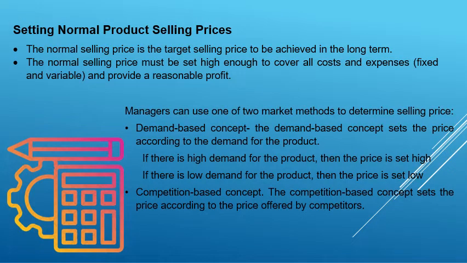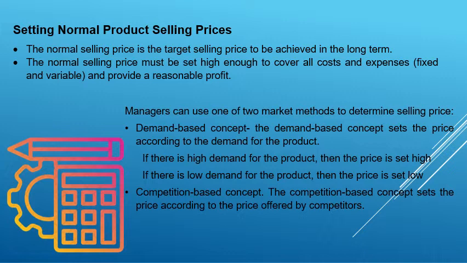Now we will be discussing setting normal product selling prices. So what does that mean? The normal selling price is the target selling price to be achieved in the long term. It must also be set high enough to cover all costs and expenses, whether they are fixed or variable, and provide a reasonable profit. Managers can use one of two market methods to determine the selling price.